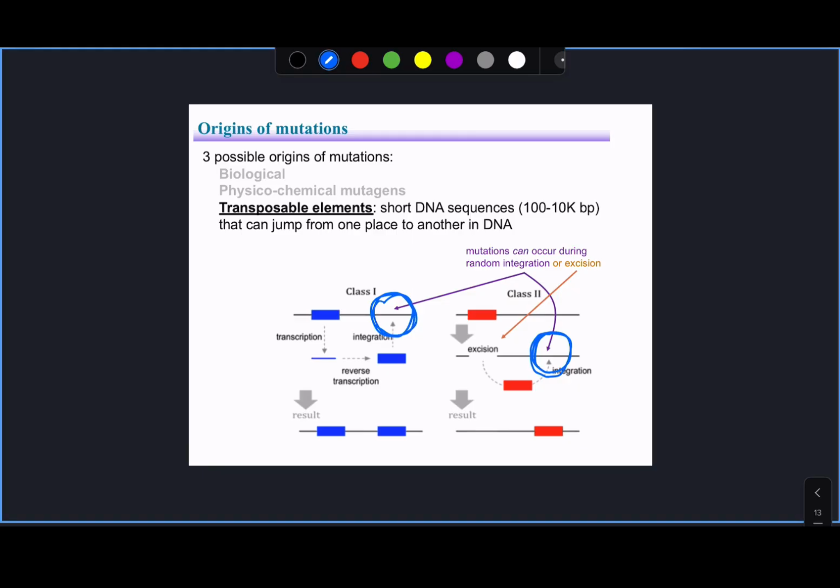Every once in a while, they will decide to jump out, or go through this process of transcription, reverse transcription, and reintegration. And when that happens, for the most part, nothing will happen because they may integrate themselves in an area of the genome that didn't really code for anything important. So we're good. But sometimes problems do arise. Okay? Questions or comments, anyone? We're good?